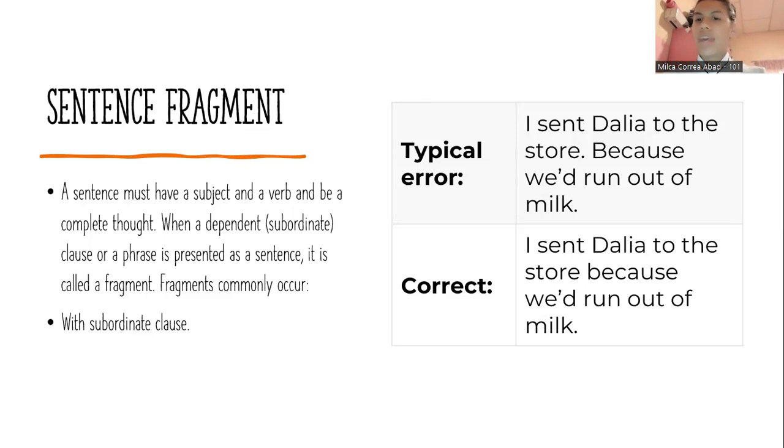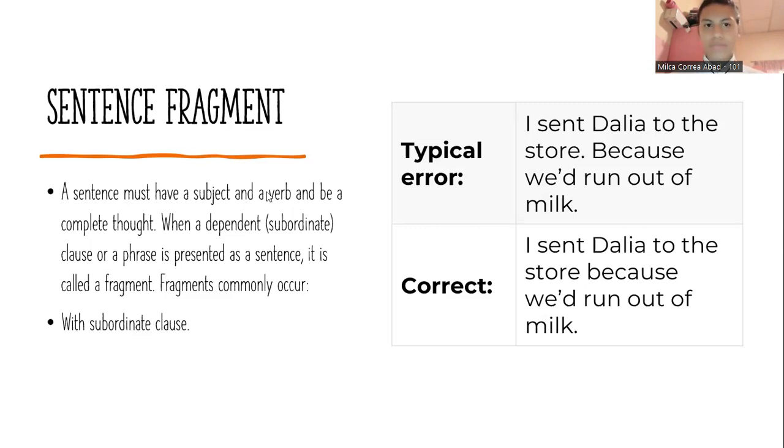So the correct way, as I'm sharing here on my screen, should be "I sent Dahlia to the store because we ran out of milk." That's it. We don't need to put a period in the middle of the sentence, because it will separate the sentence and it won't have the same meaning.